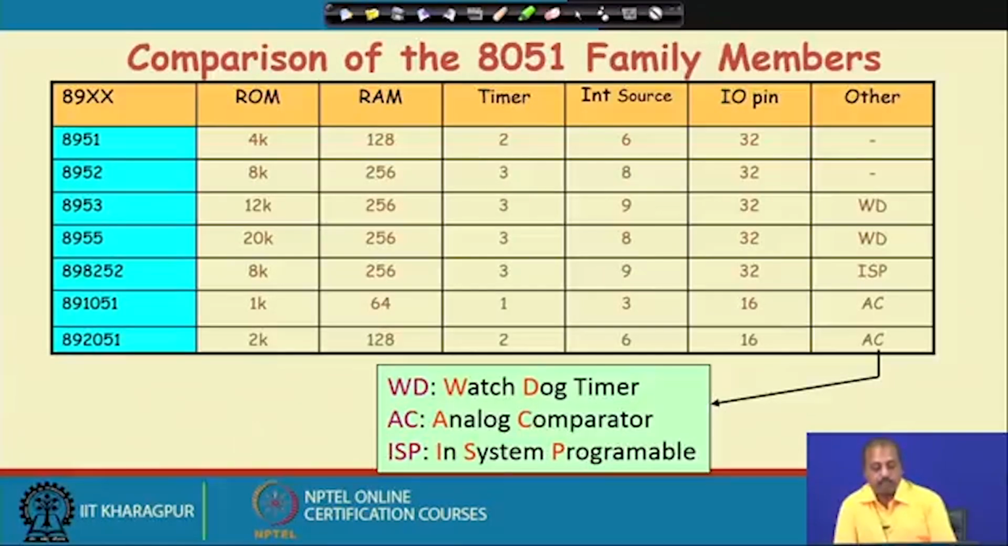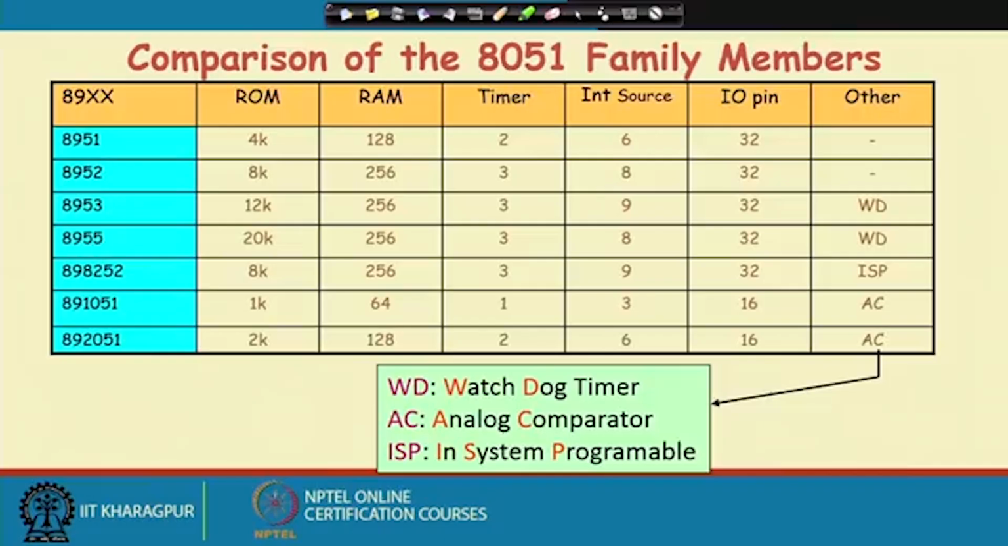Then 891051 and 892051 have some additional things like the watchdog timer. They are useful when you have deadlines for tasks and you want to detect whether a task has missed its deadline or not. For those types of applications, we need these watchdog timers. Then there is the analog voltage comparator, and in-system programmable, that is, can you change the program while the system is operating. Those series marked as AC have these features. Naturally, with better processors we get better flexibility and facilities, but the cost of the system will also go up.